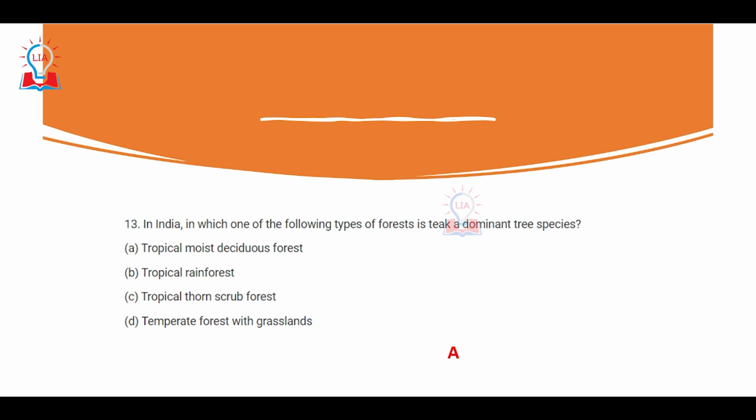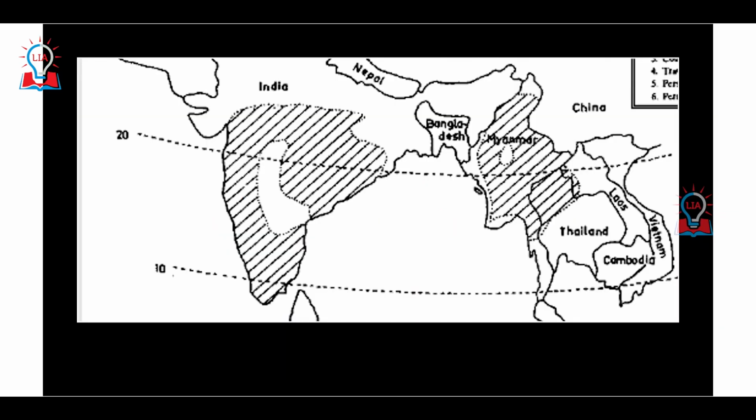The 13th question again is related to natural vegetation, where it has been asked in which of the given types of forest you will find teak trees, that is, teak is a dominant tree species in which of the following types of forest. So teak, as you know, is a tree that grows in areas having somewhere between 100 to 130 centimeters of average annual rainfall and a temperature of 27 degrees Celsius and higher. So this is the most important tree of tropical moist deciduous forest, and also, in sparser density, it is found in the tropical dry deciduous forest.